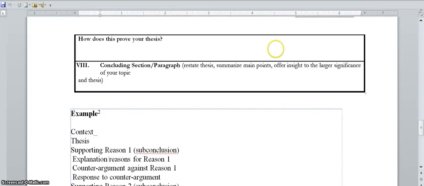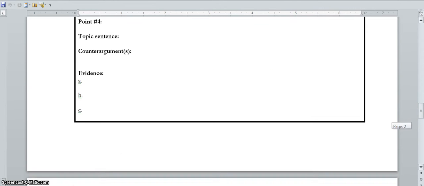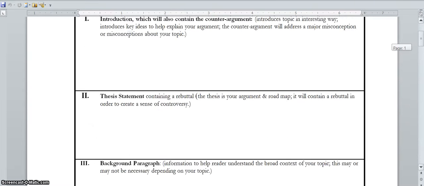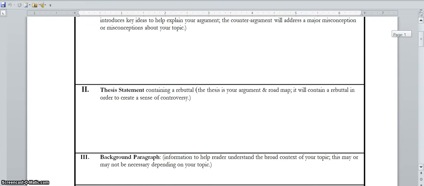The way this is set up, it allows you to type in here. So even though it might look like you don't have much space for some of these areas, the document will expand as you type in it.